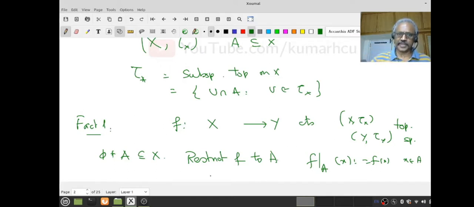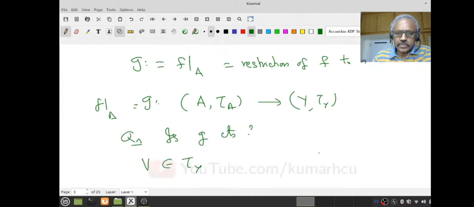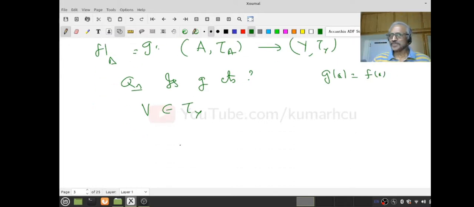Then I can restrict F to A. You know what it is: F restricted to A at x is F of x. Let me denote that restriction by G. Then I have a function G from (A, tau A) to (Y, tau Y). So what is G of a? G of a is nothing other than F of a for a in A. Now I can ask whether G is continuous, and I know all of you immediately say yes, it is. Have you ever proved it? Has it been given as an exercise after you defined subspace topology? I'm not very sure. If you have done it, well and good.